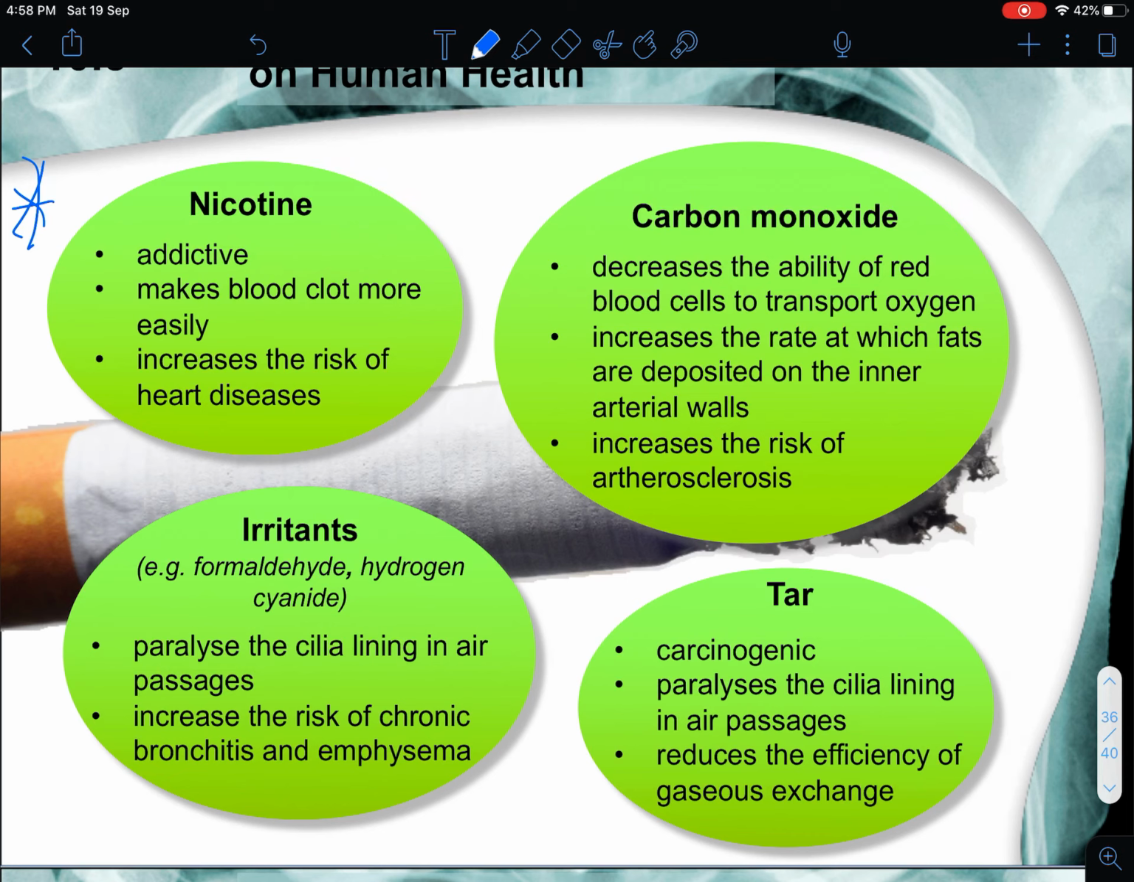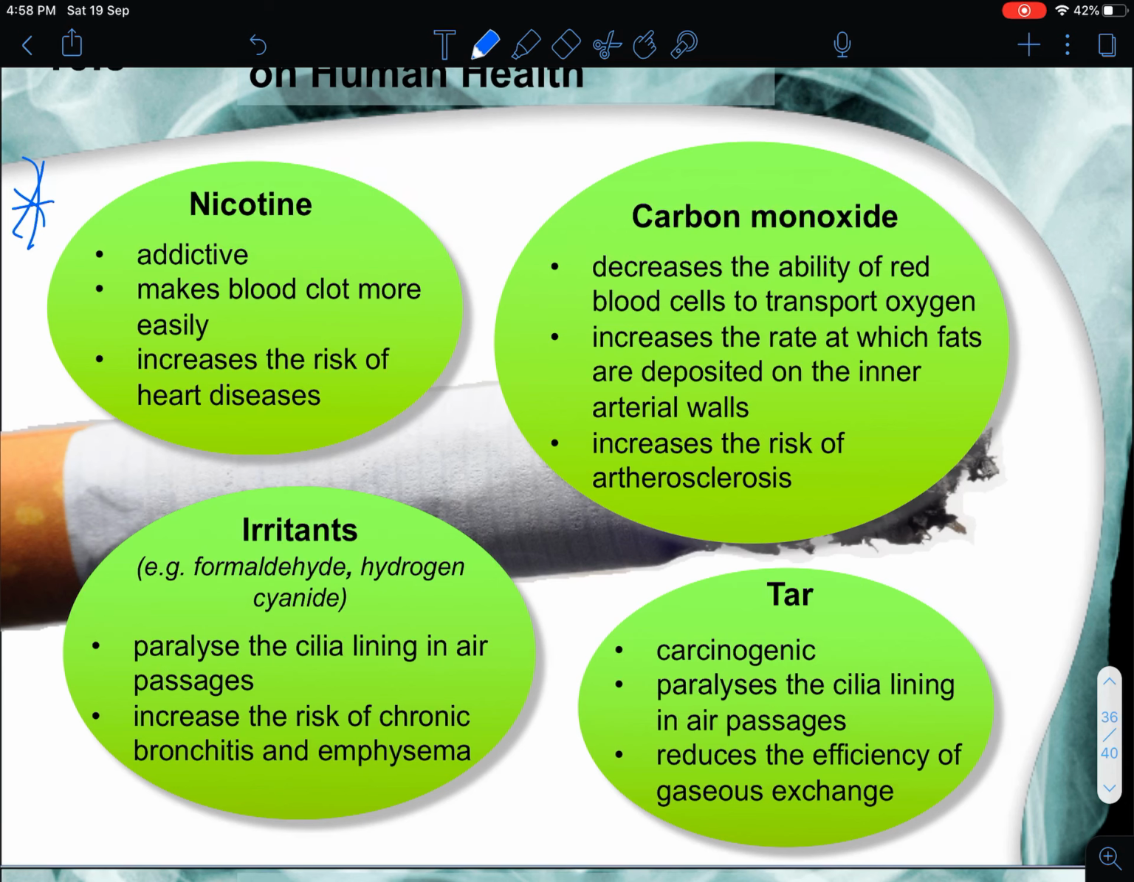So for nicotine, they are the ones that are responsible to give the person, the smoker, the addictive effect, and this makes blood clot very, very easily. While your blood is able to clot easily, especially at the regions of the coronary arteries, this will then result in blood clots in the region, reducing the lumen, and hence blood flow to supply oxygen to the heart will be reduced. Hence, this will then increase the risk of heart diseases.